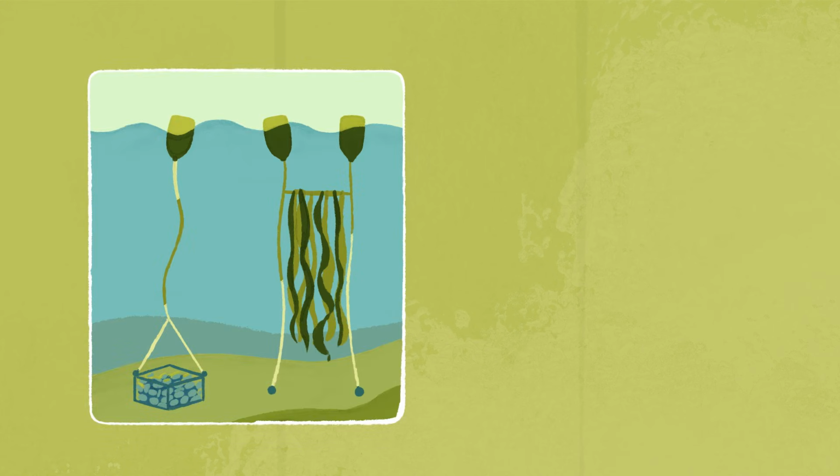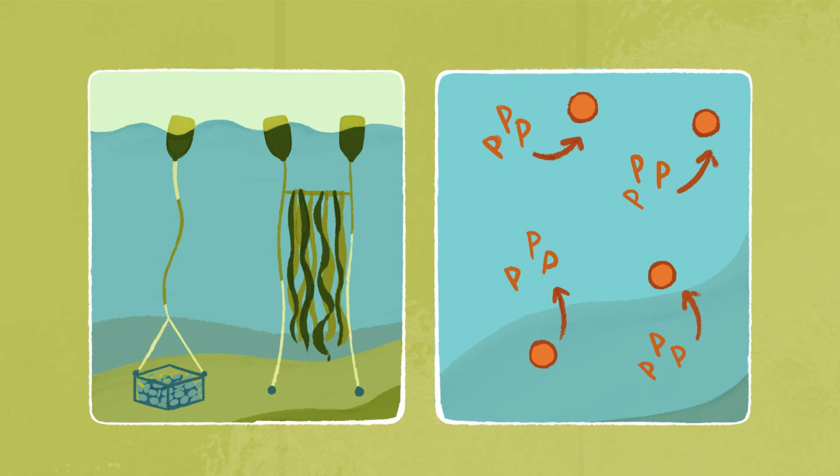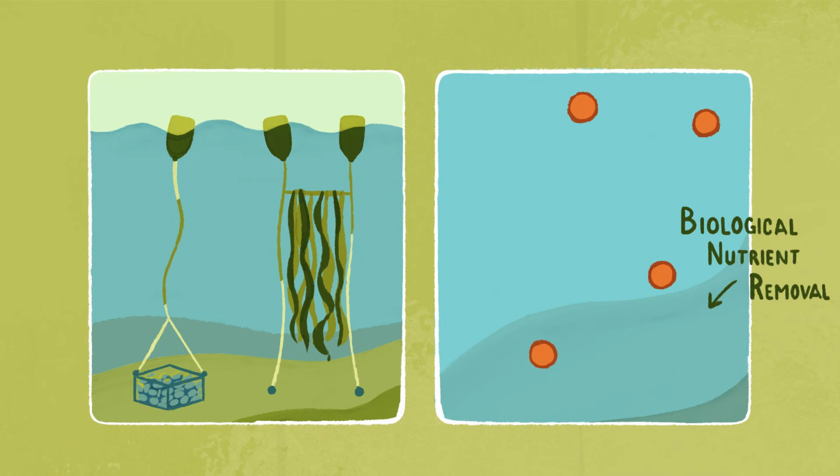There are also some practices and technologies that can be used to absorb excess nutrients from the water. For instance, shellfish and seaweed farming have been used as ways to sequester nitrogen and phosphorus. There are also a number of geoengineering techniques being used to chemically inactivate phosphorus in the water column or block its release from the sediment.